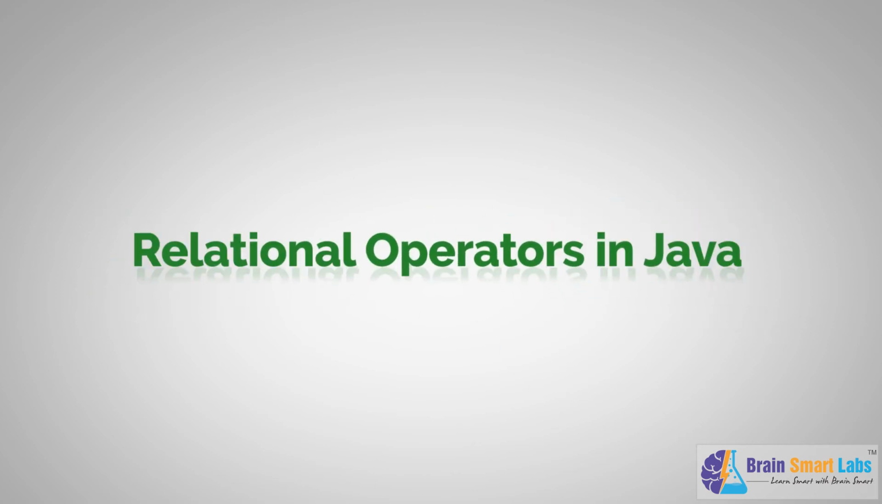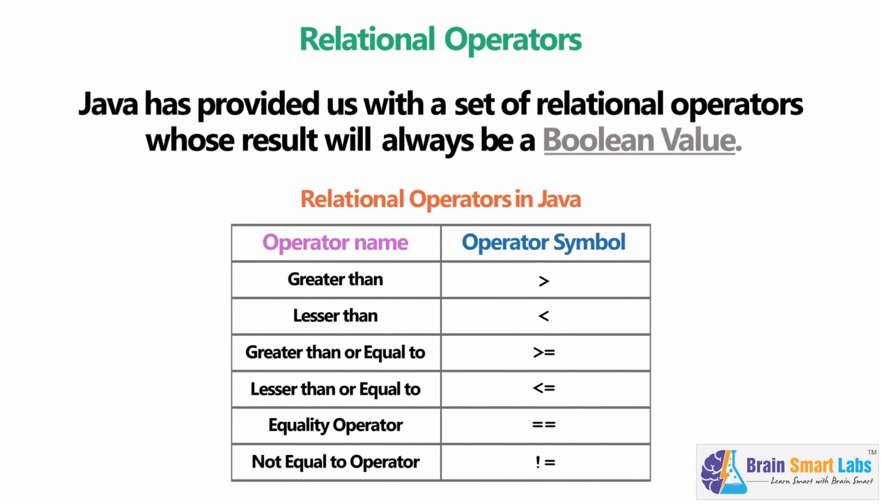Next topic is relational operators. Relational operators in Java. Java gives us a set of relational operators whose result will always be a Boolean value. Following are the relational operators defined in Java. Starting with number 1, we have the greater than operator, the less than operator, greater than or equal to operator, less than or equal to operator, equality operator, and not equal to operator.